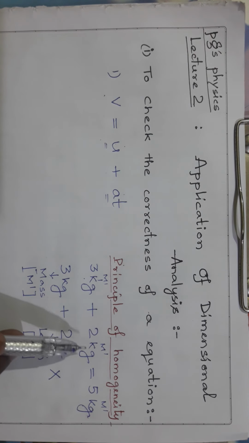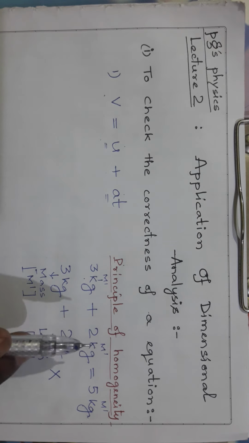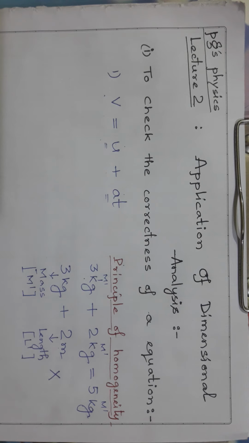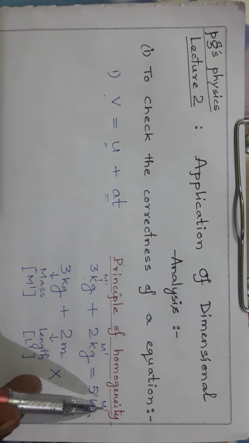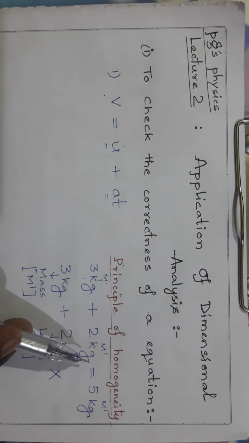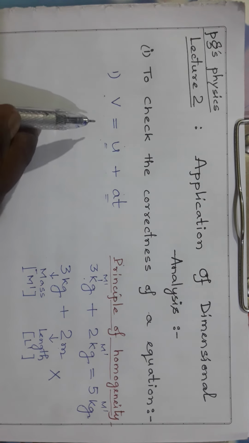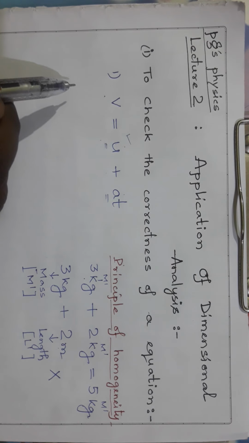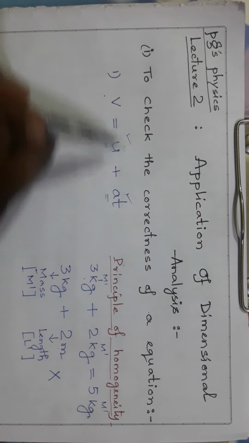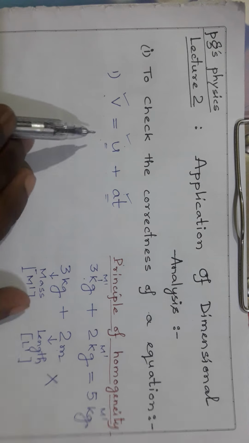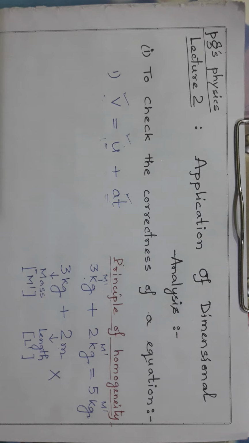So when two quantities are added or subtracted, their dimensions must be the same, and again the dimension of left hand side must be equal to the dimension of right hand side. Hope you got the concept of homogeneity. Now we'll apply the principle of homogeneity in this example. We will separately calculate the dimension of u first, then the dimension of the term at, then the dimension of v, and we have to show the dimension of all these quantities are the same.